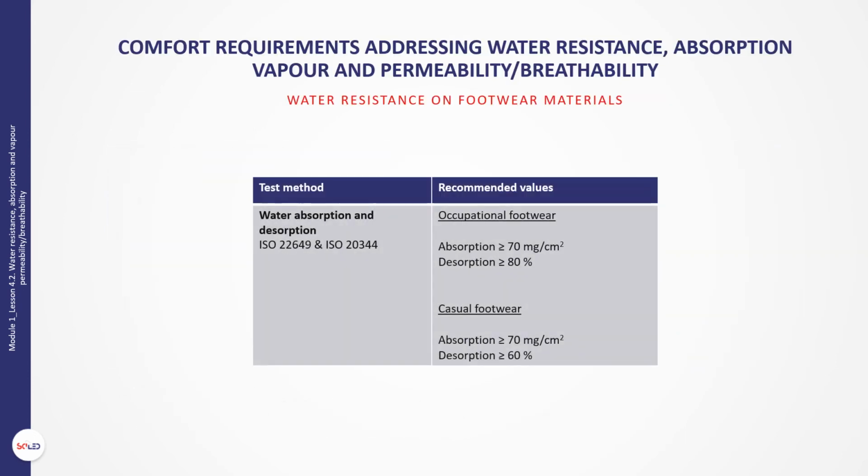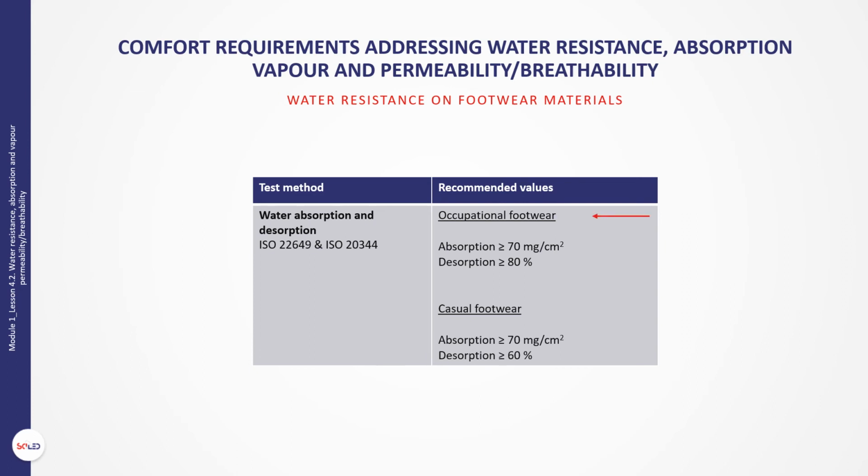Now looking at the water absorption and desorption. The specifications and requirements are described in ISO 20347 for personal protective equipment, occupational footwear, and ISO TR 20882 for footwear, performance requirements for components for footwear, lining and insocks. The recommended values for water vapor permeability are as follows.